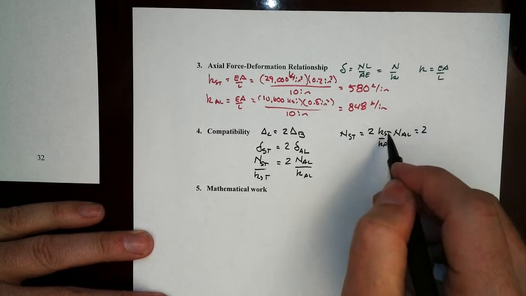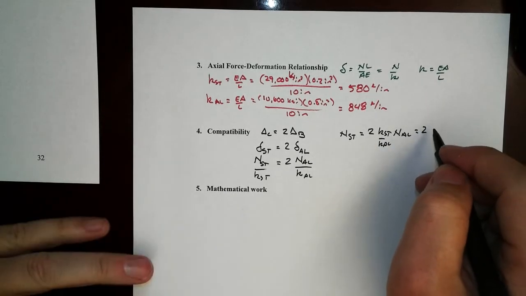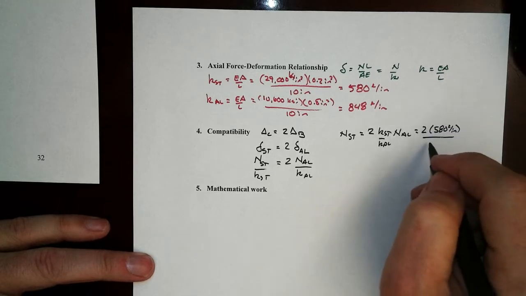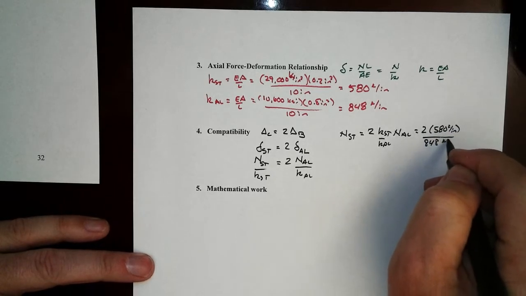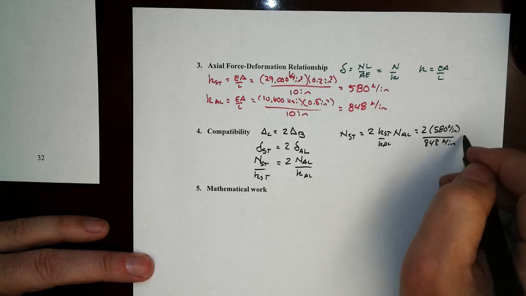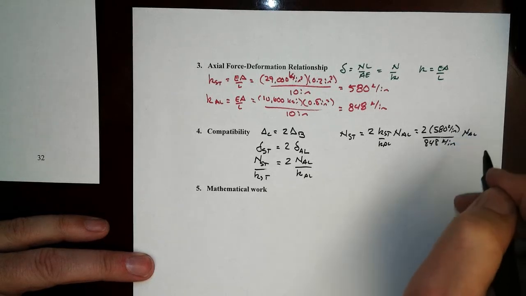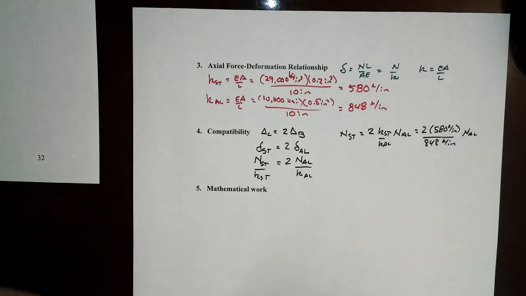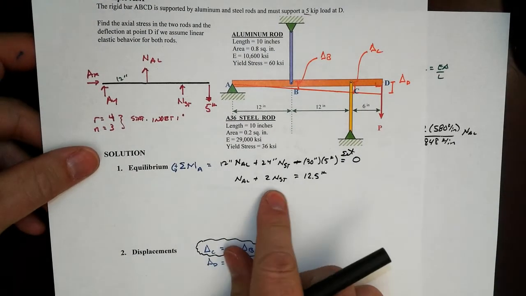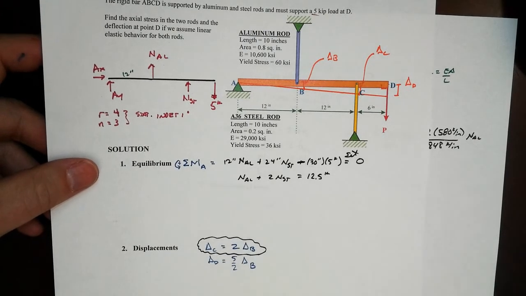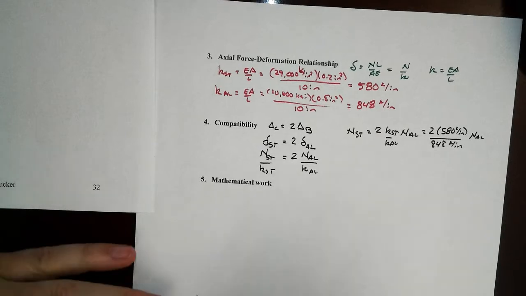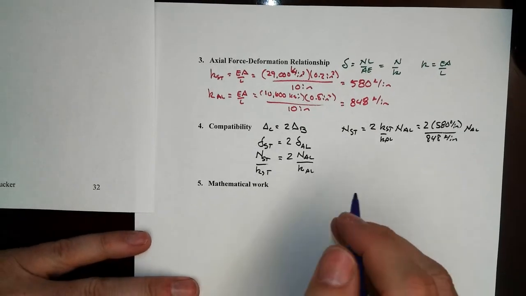The steel has a stiffness of 580 kips per inch. The aluminum has 848 kips per inch. So those units are going to go away. And then times N aluminum. Wow, I've got one force in terms of the other. That's exactly what we needed, because we were back here with the equilibrium equation and it had two unknowns in it, but it was only one equation, and now I have one in terms of the other because of the force displacement and the compatibility relationships.